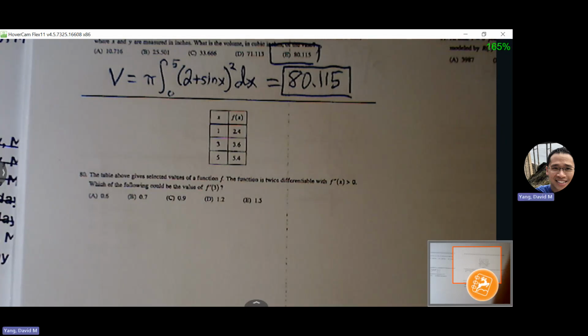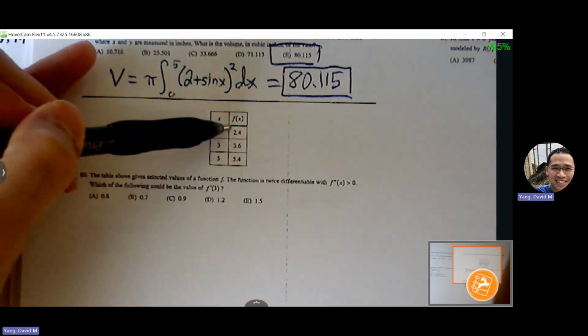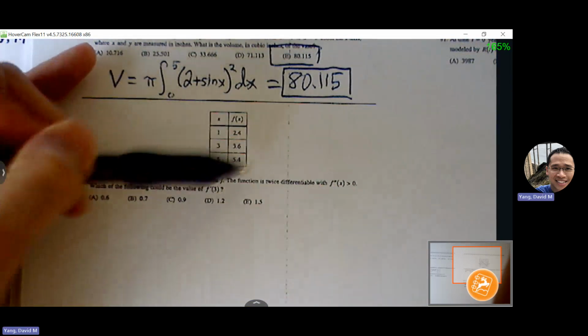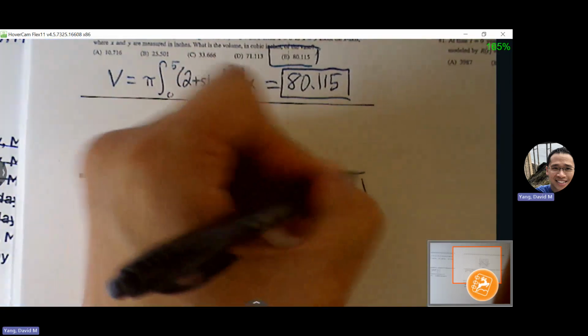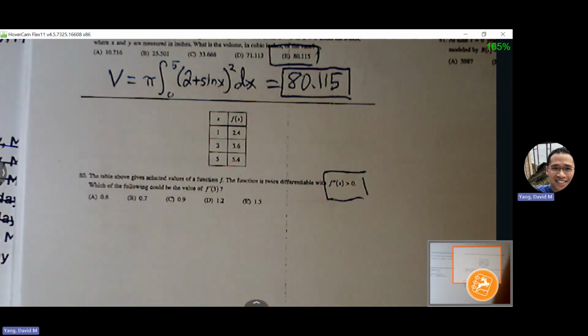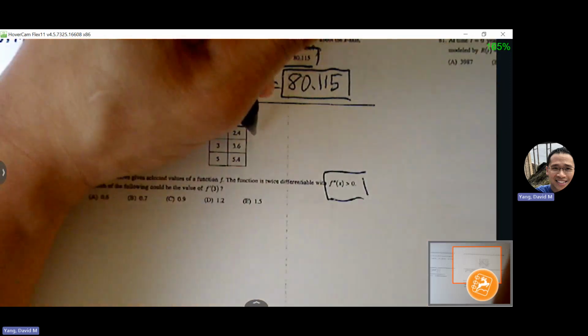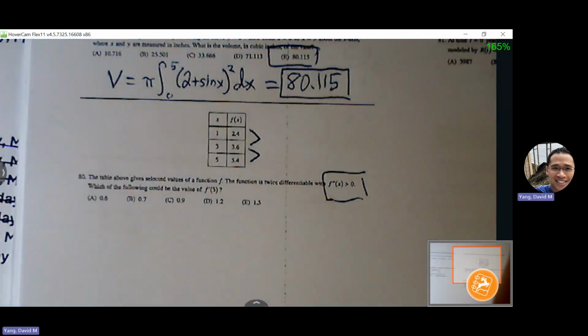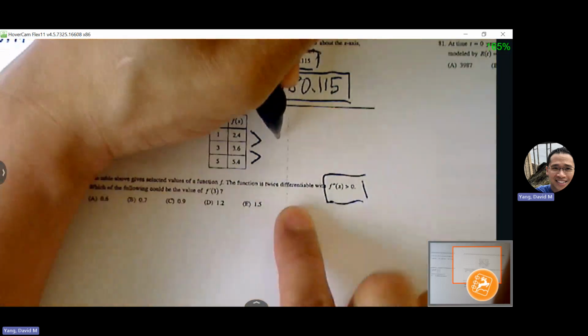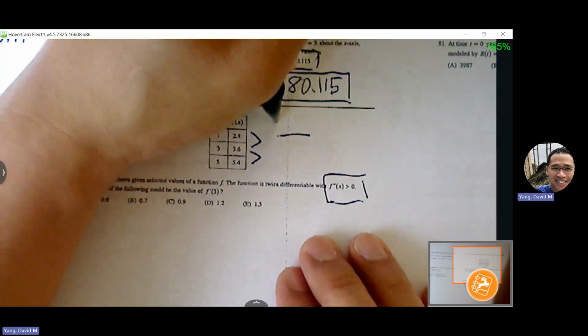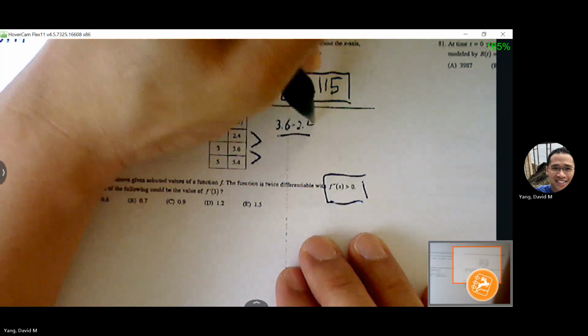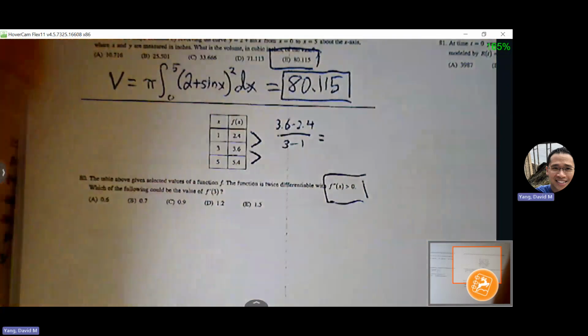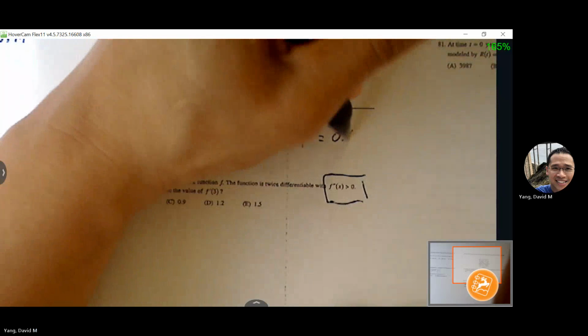So we know that the slope is positive, right? 2.4, 3.6, 5.4. However, if the second derivative is positive, that means the slope is continually increasing. So why don't we just find the slope between the two endpoints? And then we know that our slope has to be continually increasing because it's concave up, right? So if I find the slope between these two endpoints, 3.6 minus 2.4 over 3 minus 1, this gives me a slope of 0.6.